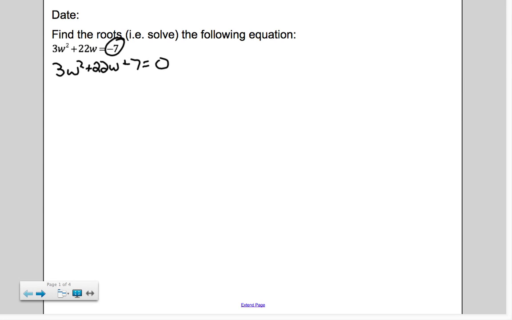So we can factor this. How can we factor this? So we have the product. What product are we looking for? How do we get our product? 3 times 7. Yeah, so we take 3 times 7, so our product would be 21. And what's our sum? 22. So what two numbers multiply to 21 and add to 22? Positive 21 and positive 1, right?